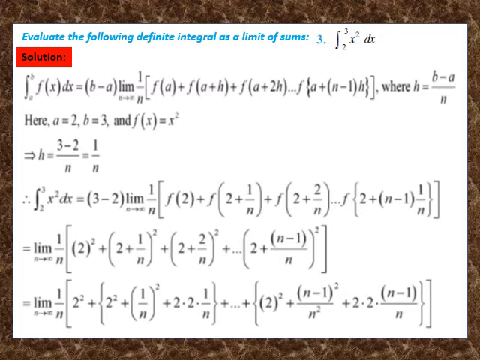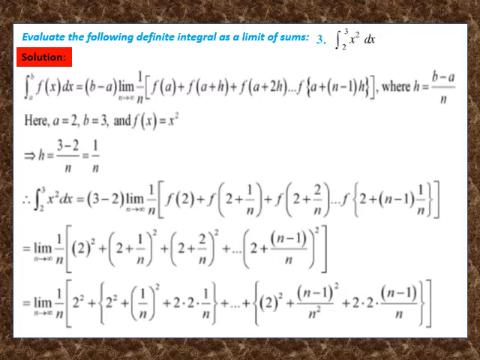Therefore the integral from 2 to 3 of x square dx will be equal to (3 minus 2) times the limit as n tends to infinity of 1 upon n times [f(2) plus f(2 plus 1 upon n) plus f(2 plus 2 upon n) and so on up to f(2 plus (n minus 1) upon n)]. So the limit as n tends to infinity of 1 upon n times [2 square plus (2 plus 1 upon n) whole square plus (2 plus 2 upon n) whole square and so on up to (2 plus (n minus 1) upon n) whole square].